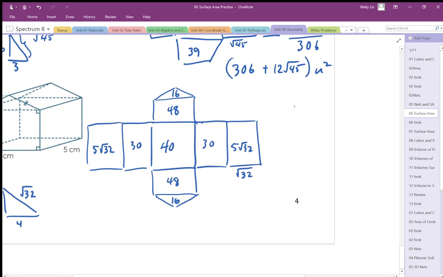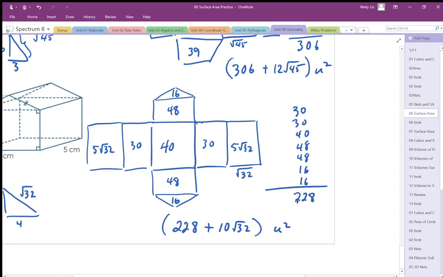Okay, so I'm going to end up with 30, 30, 40, 48, 48, 16, 16. Okay, so I've got all those surfaces plus my 2 roof surfaces here. Going to add that up. So that's going to be 128, 168, 198, looks like 228. So it's going to be 228 is the whole parts, and then 5 root 32 plus 5 root 32 is 10 root 32. Okay, so this is going to be units squared. Okay, so again, if you wanted the decimal value for that, you can just plug that right into your calculator.